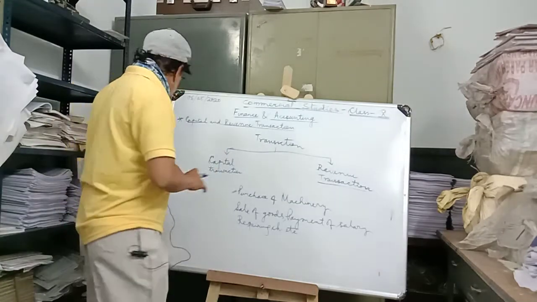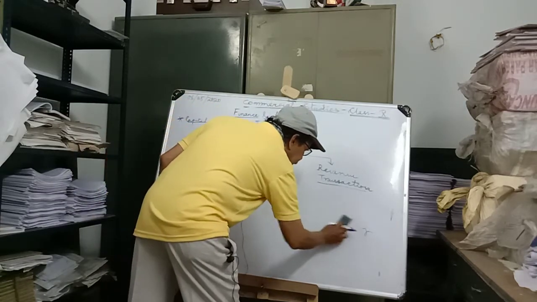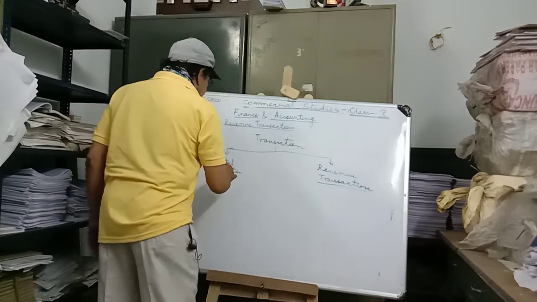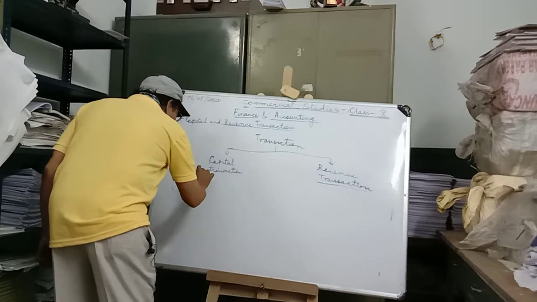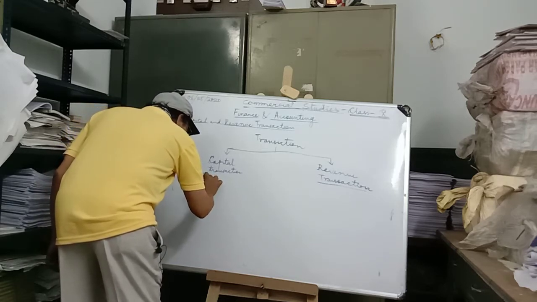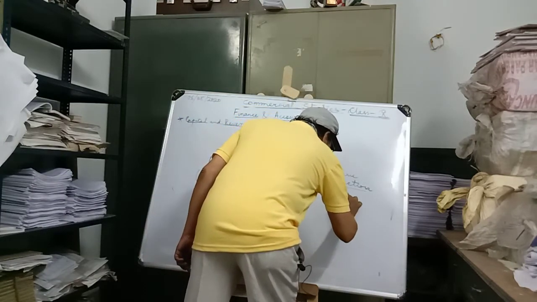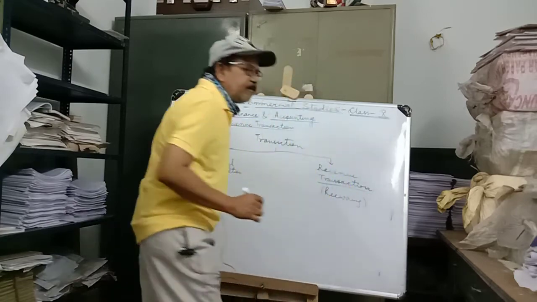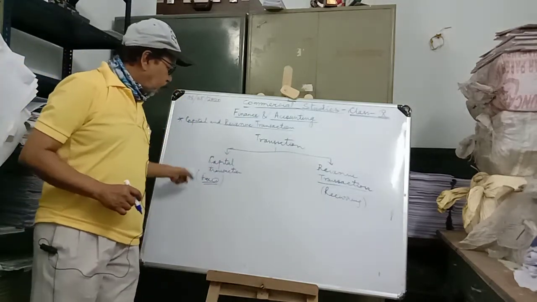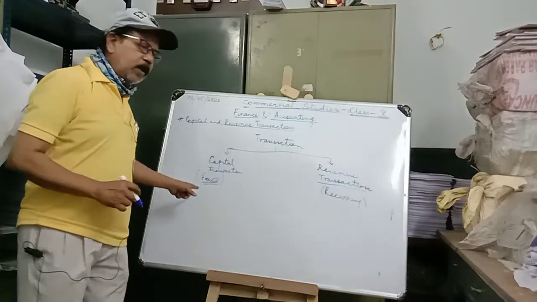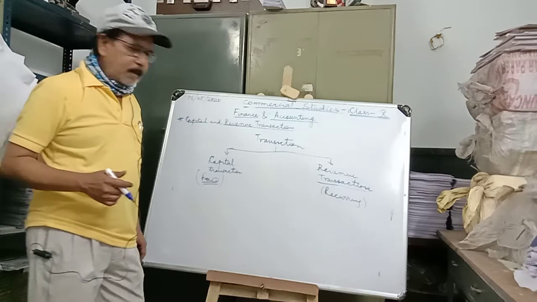Now, from such discussion, we can come to a conclusion that capital transactions are fixed, once only, and revenue transactions are recurring in nature. So capital transactions occur once only, it is fixed. But revenue transactions occur in a recurring nature. Clear?